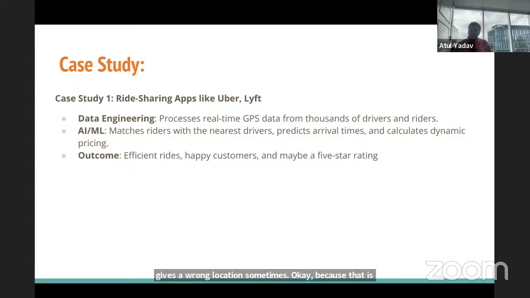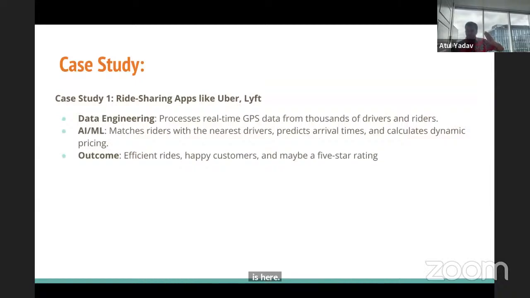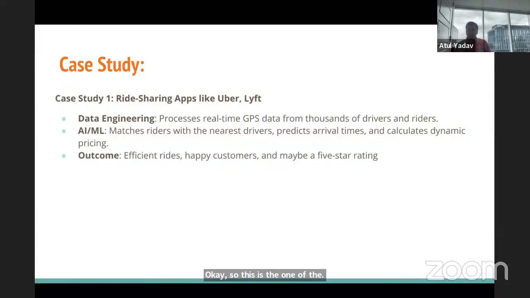So in real time, you need to always quickly validate that information. If you are booking a ride and the rider is standing at some other place, you will be telling them, hey, my house is here, you need to come here. The rider will say, no, I will not come, this is the location this app is showing. Then a conflict happens between the rider and driver, which brings a bad name to the company. Just to avoid these situations, this validation needs to happen in real time. This is one of the key things the company needs to do.